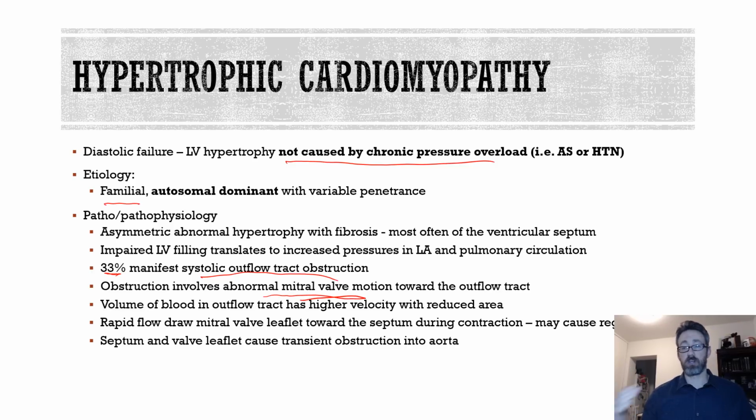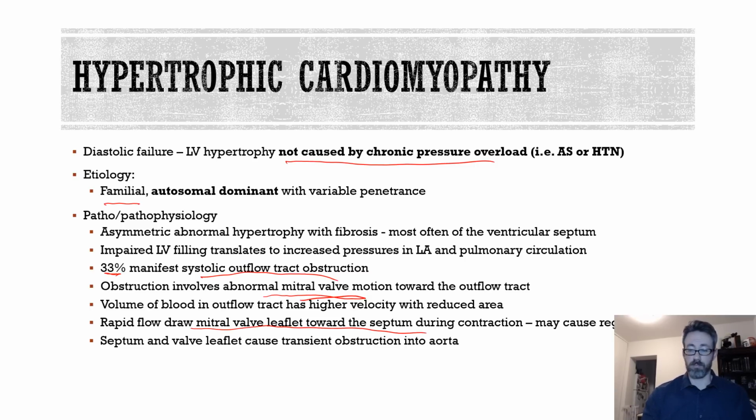So what happens is there's an increase in velocity, and you have something called the Venturi effect, which is the increased velocity of blood flow going through that very narrow opening causing the valve leaflet of the mitral valve to pull towards the ventricular wall there and close it off. So it can actually obstruct the outflow tract. And that's what we're saying down here: it draws the mitral valve leaflet toward the septum. And so that can cause complete obstruction and a complete drop in the cardiac output.